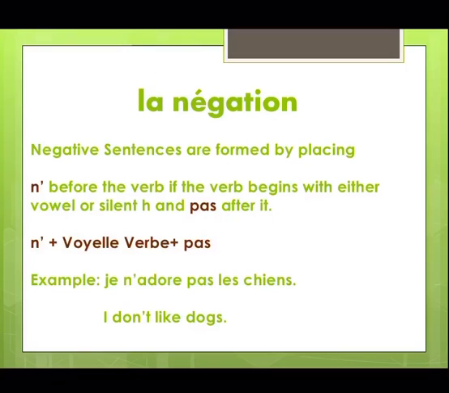For example, je n'adore pas les chiens. I don't like dogs. So here you can see that adore is a conjugated verb and it begins with a vowel. So we will use n apostrophe instead of ne. Je n'adore pas les chiens. So it's very easy. Whenever you have to make negative sentences, keep these two rules in mind.